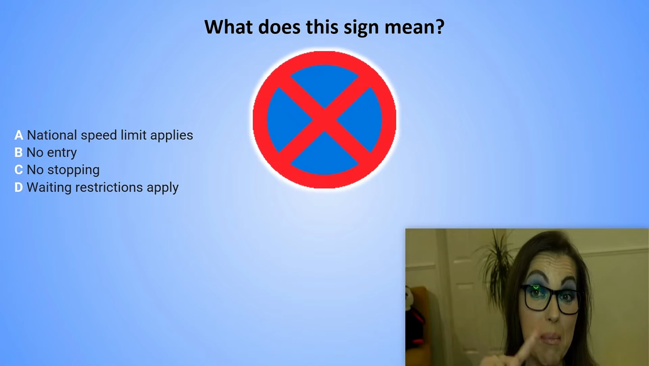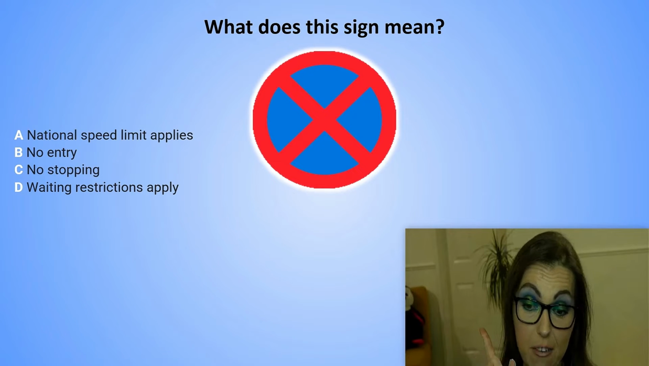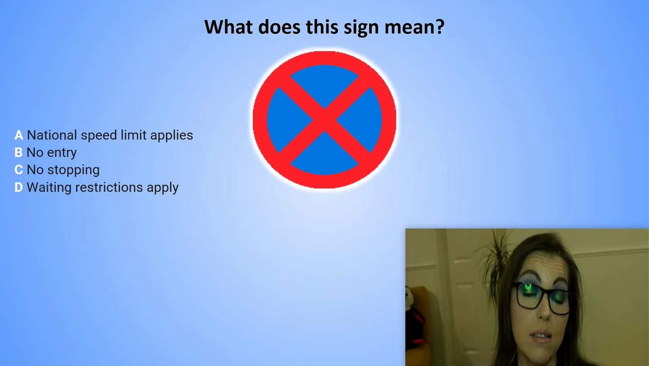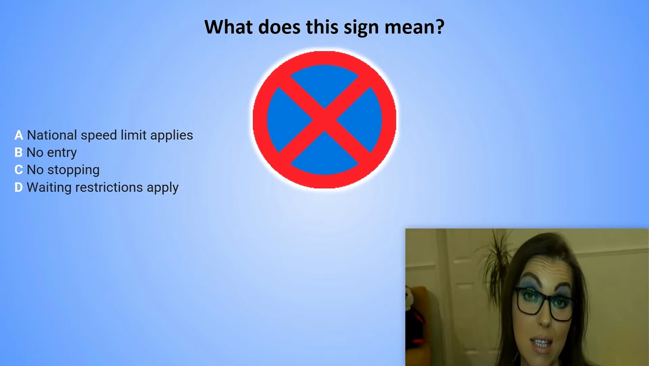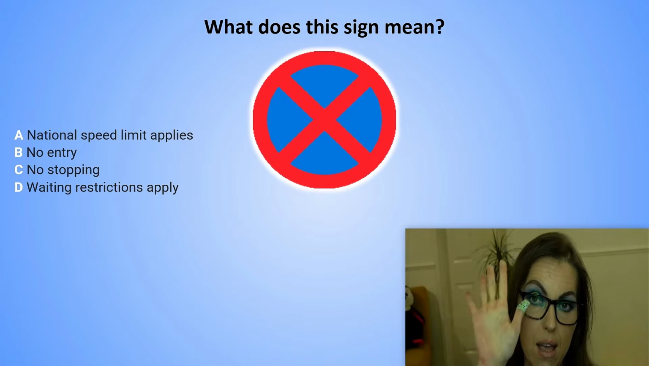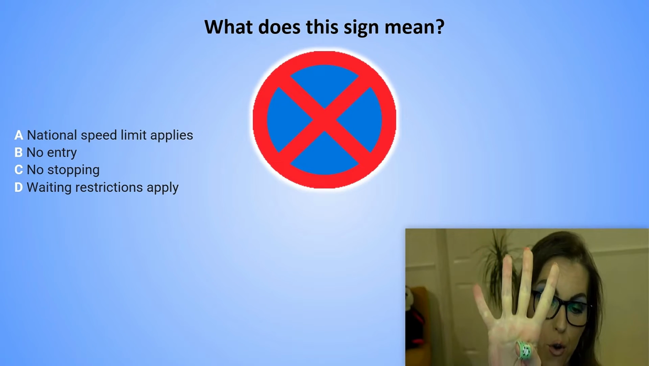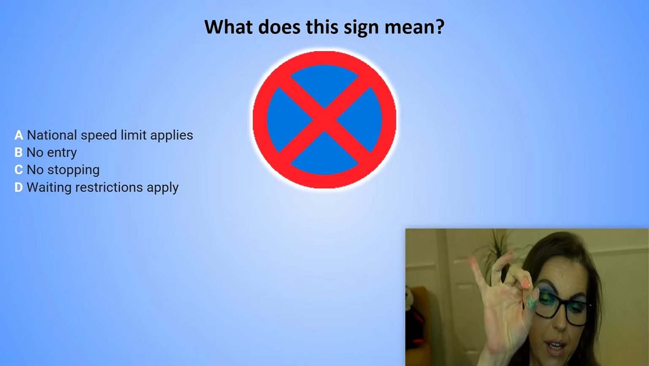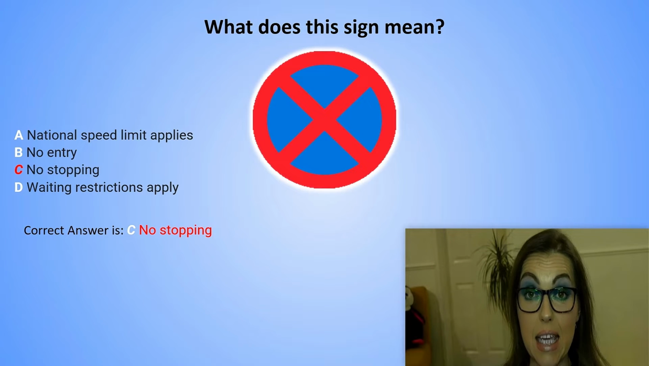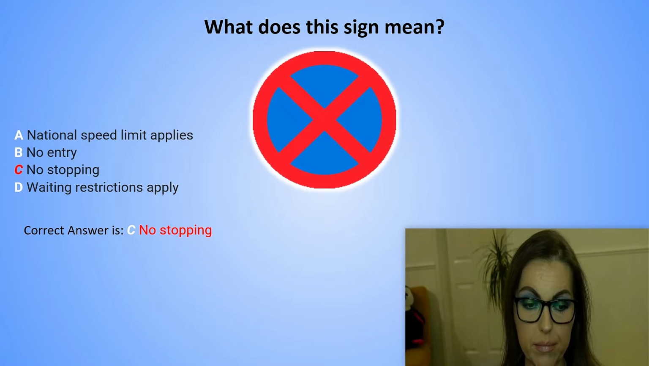It might seem like it's repeating itself, but it's not repeating itself, so you know. A, national speed limit applies. B, no entry. C, no stopping. Or D, waiting restrictions apply. 5, 4, 3, 2, 1. The correct answer is C, no stopping.